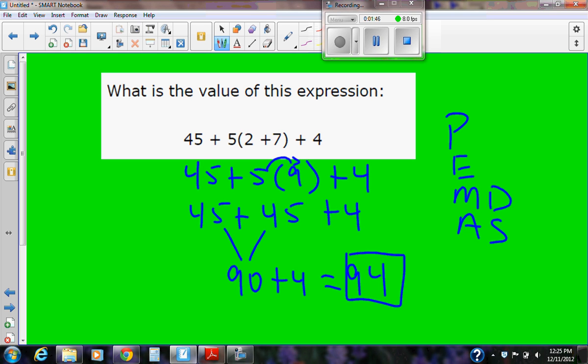And that's my answer. Remember, when we're doing multiplication and division, you do it left to right. We didn't have any division on this problem, so we just do multiplication. And again, add and subtract, you're going to do it left to right. So we didn't have any subtraction in this case either, so we just do the addition.